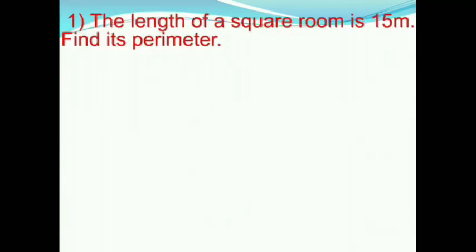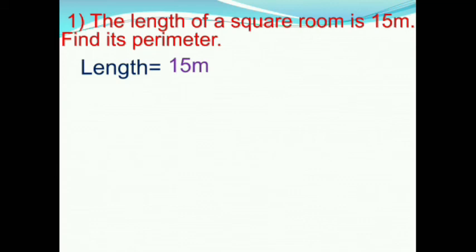Children, see this question. The length of a square room is 15 meter. Find its perimeter. What is the length of this square room, children? Yes, it is 15 meter. What formula should we use to find the perimeter of a square? Yes, it is 4 into L units.